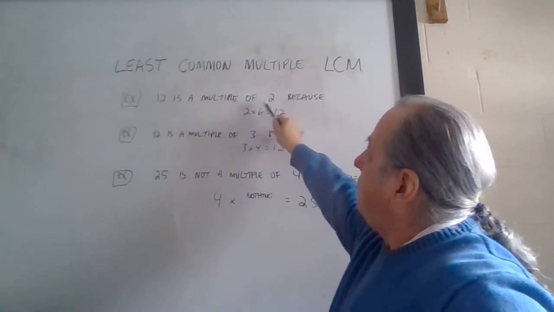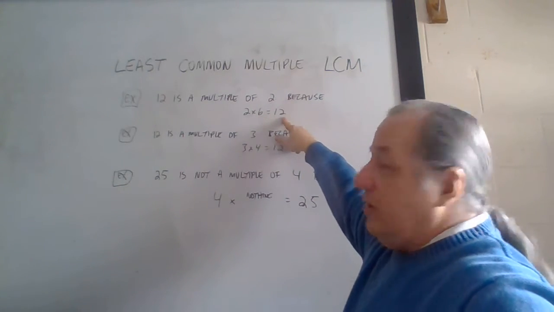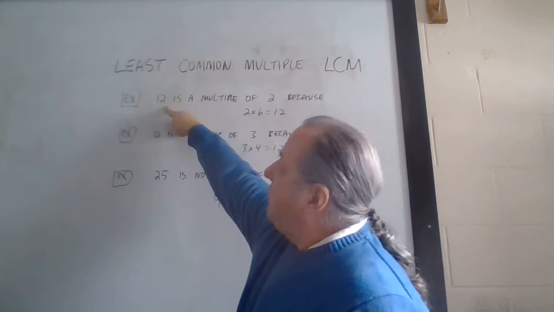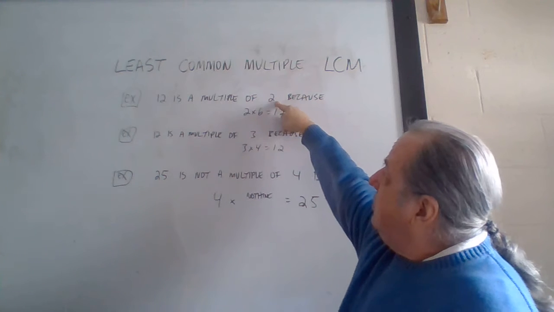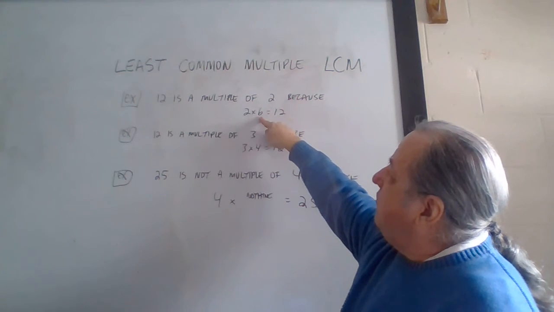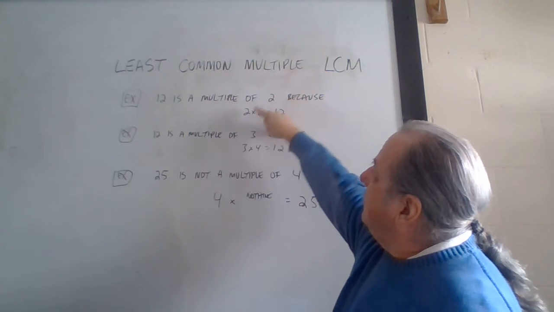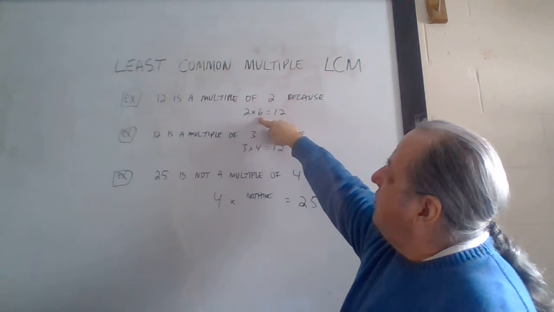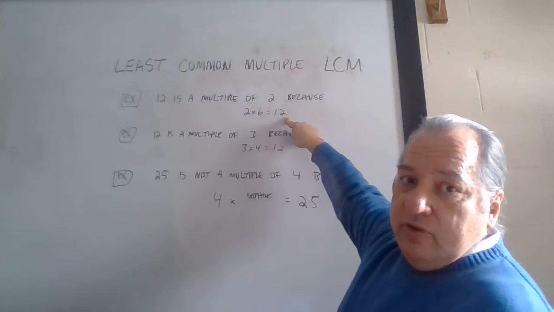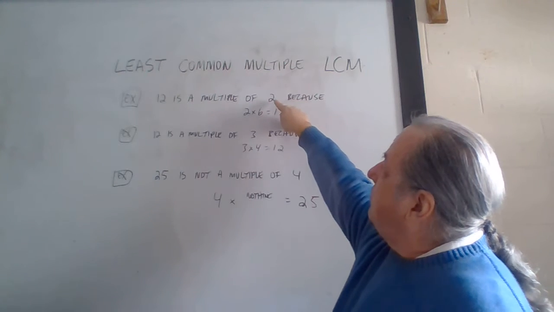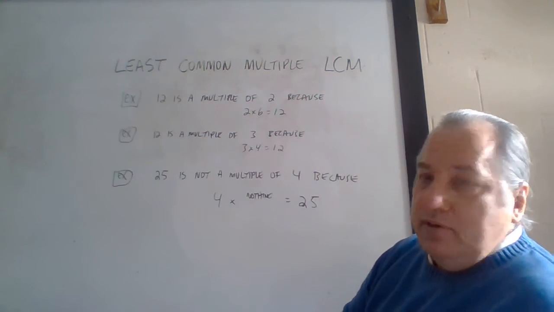12 is a multiple of 2 because 2 times 6 equals 12. In other words, a bigger number is a multiple of a smaller number if you can think of any whole number that would multiply by it to get the bigger number. So smaller number times any other whole number, if it can equal the bigger number, it is a multiple. So you can multiply 2 times something to get 12. So 12 is a multiple of 2.